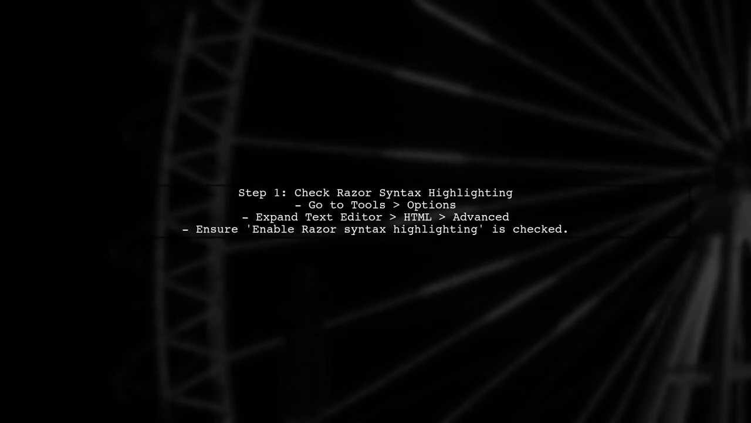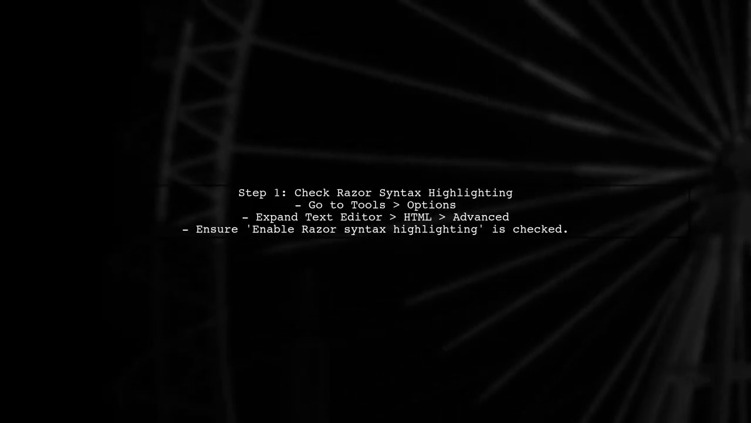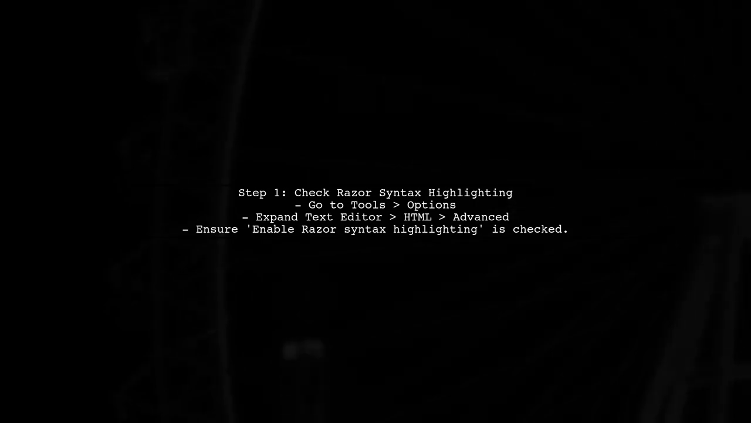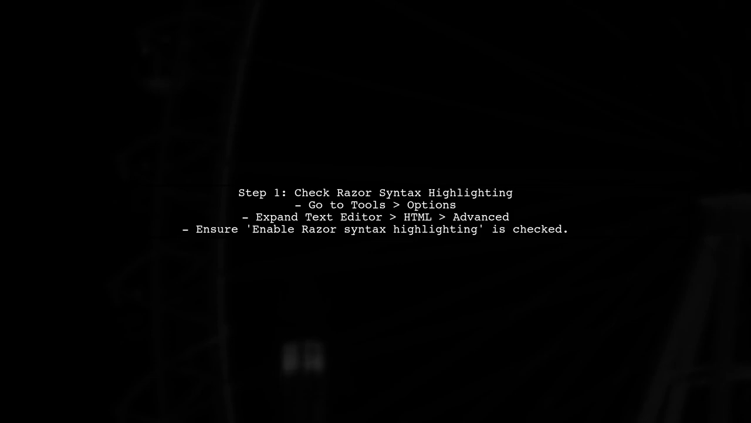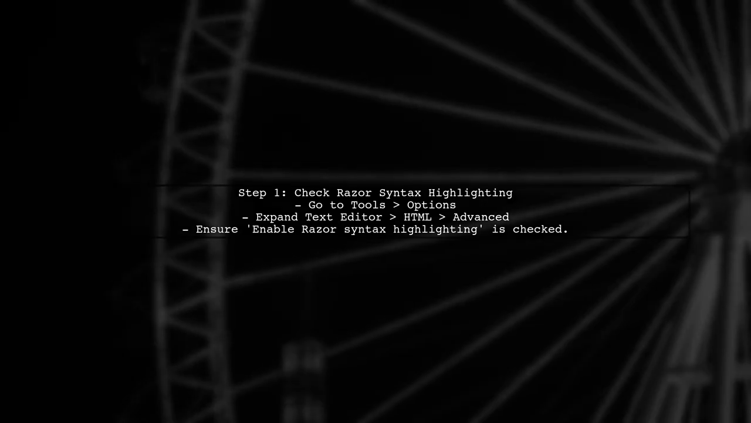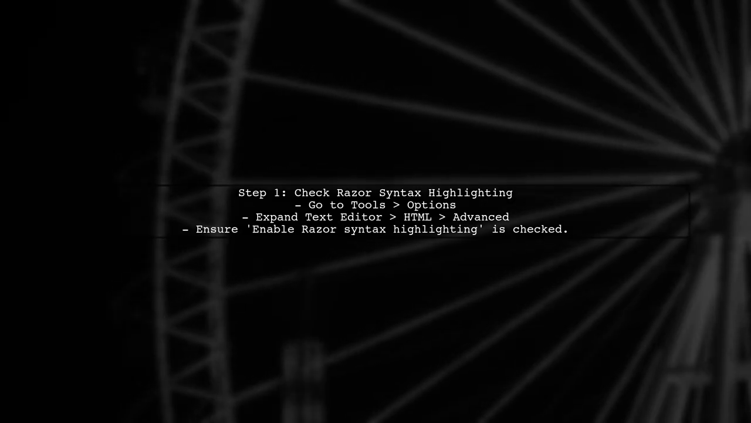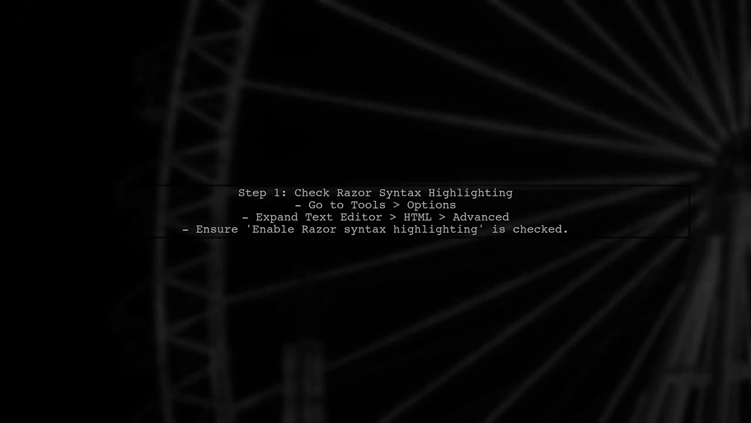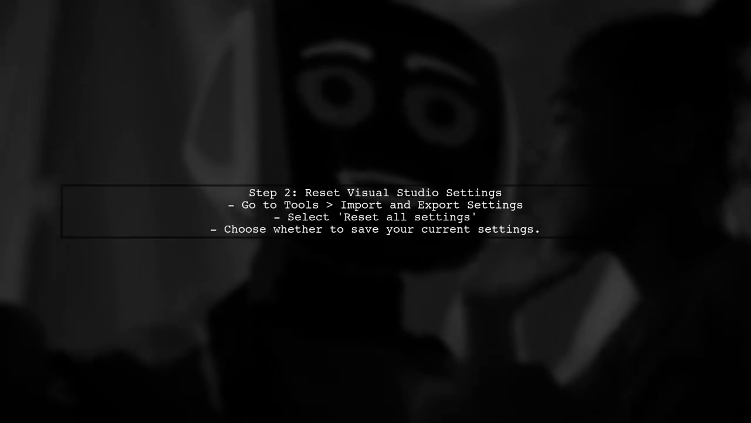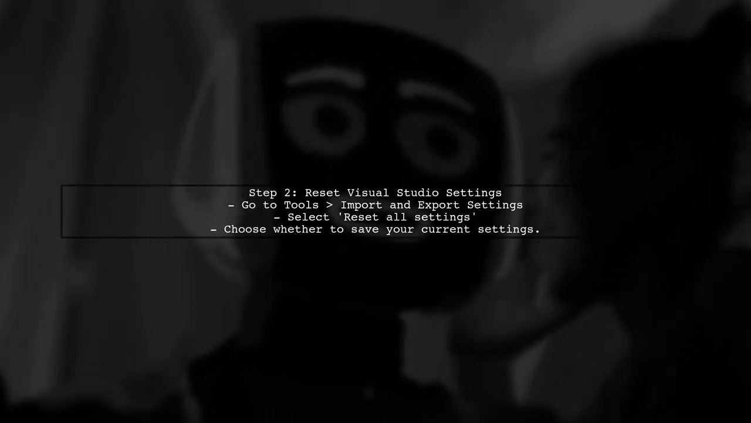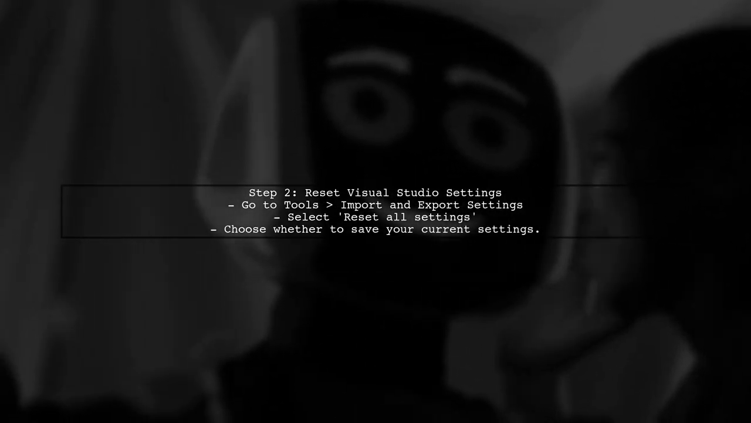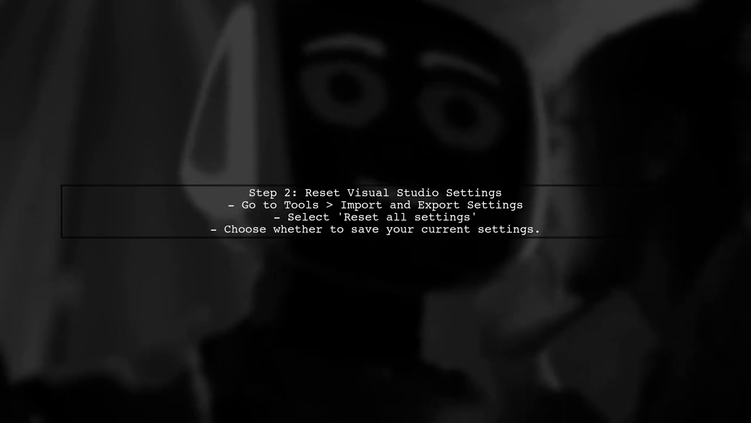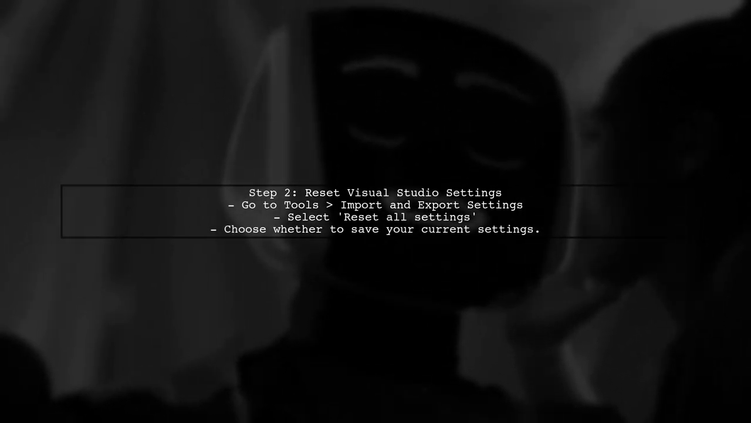First, let's check if the Razor syntax highlighting feature is enabled in Visual Studio 2017. Sometimes it may be disabled by default. If the setting is enabled but you're still facing issues, try resetting your Visual Studio settings. This can often resolve configuration problems.